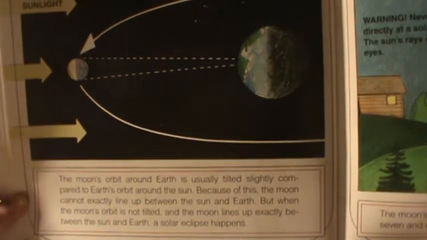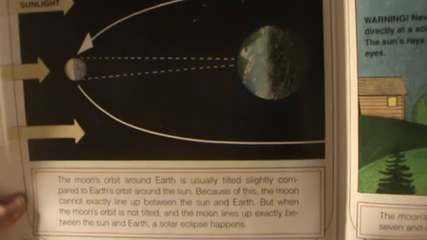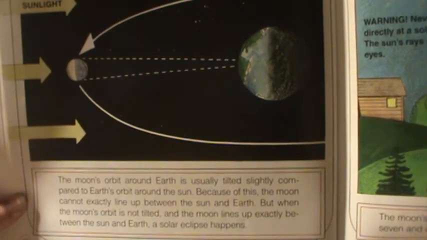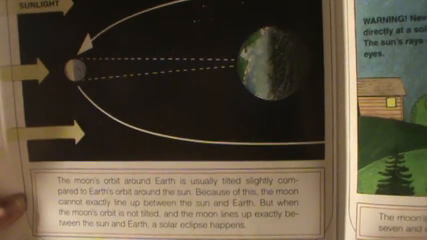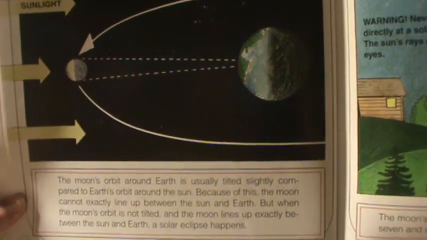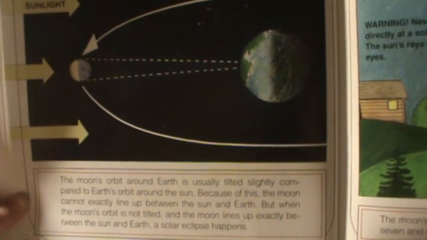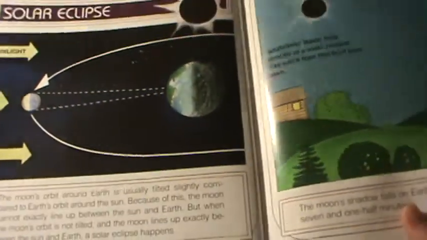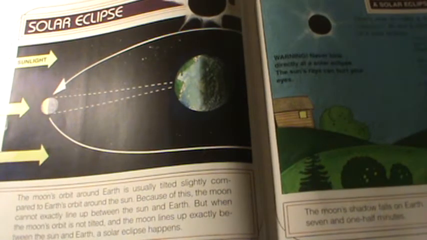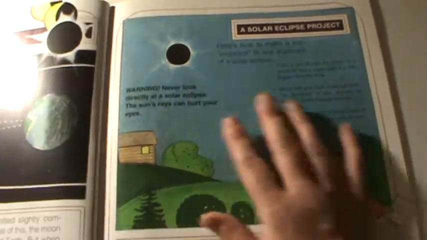The moon's orbit around Earth is usually tilted slightly compared to Earth's orbit around the sun. Because of this, the moon cannot exactly line up between the sun and Earth. But when the moon's orbit is not tilted and the moon lines up exactly between sun and Earth, a solar eclipse happens. This actually just happened a few years ago. We were able to see that pretty well locally. We were able to see a solar eclipse in the middle of the day. It was pretty awesome. So this is kind of what that looks like.